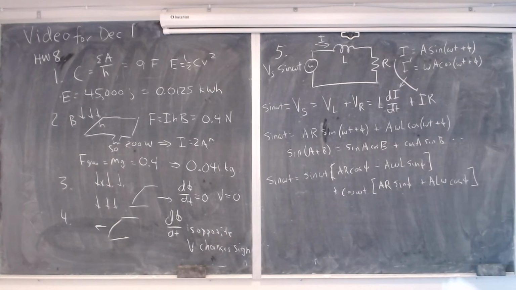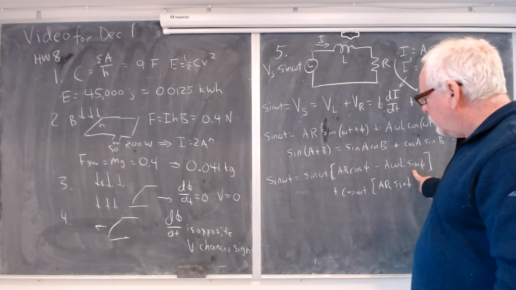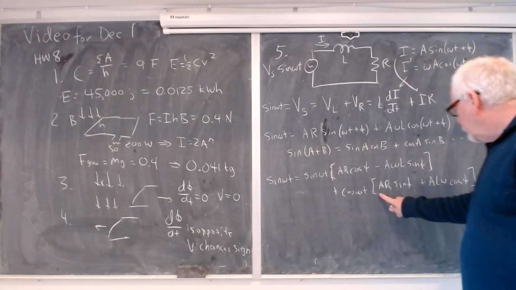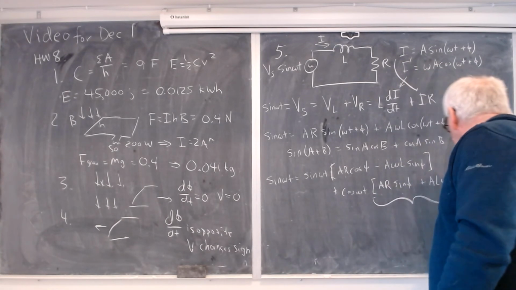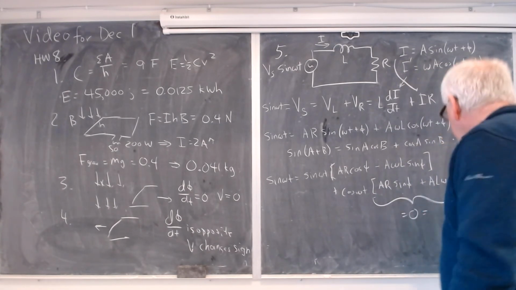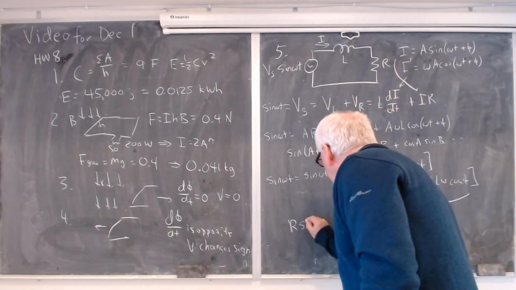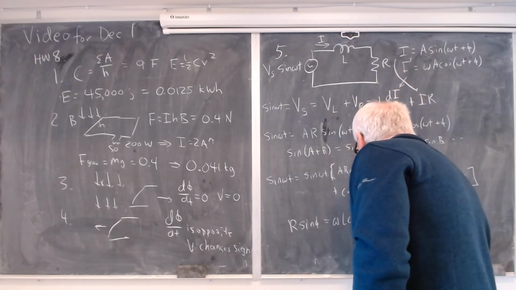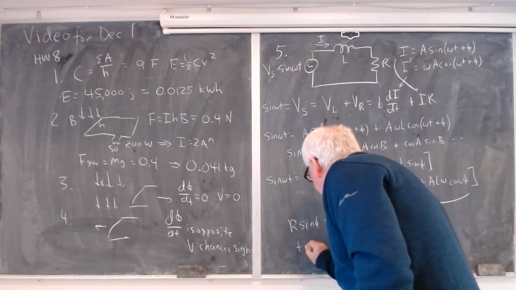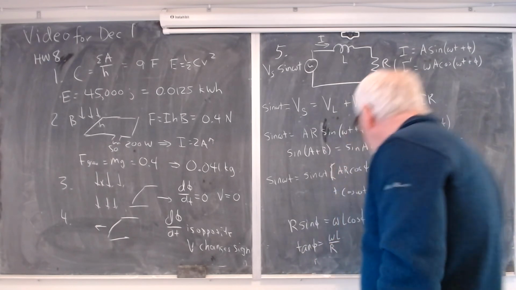All right, and so the point is now you look at this and you realize that this has to be 1, to make this identity work, and this has to be 0. And so, setting that to 0, that means that R sine phi is equal to omega L cosine phi, and so tangent of phi is equal to omega L over R.